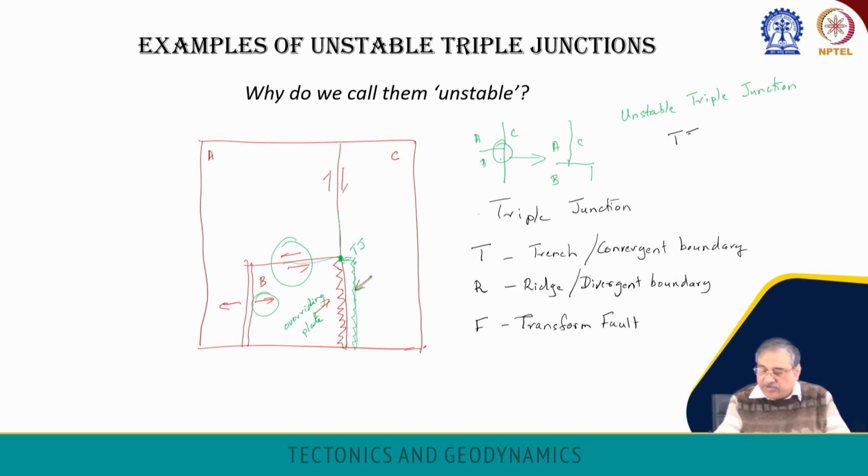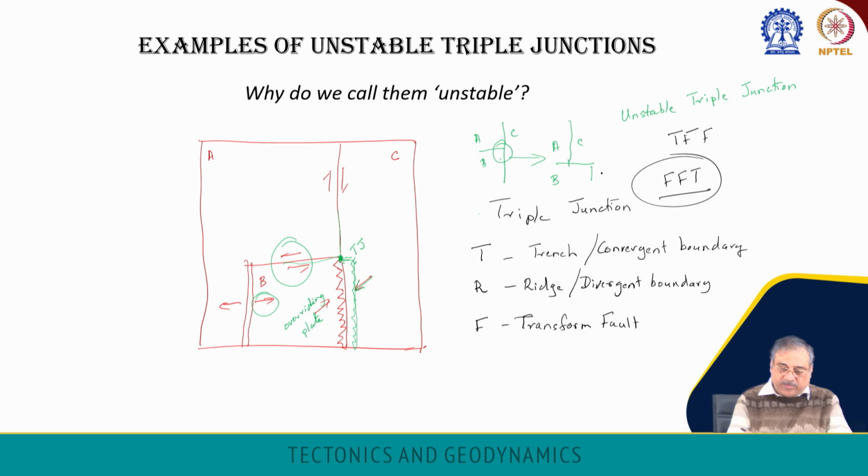So if you have a combination, for example, here you have a combination of a trench, fault, or you can call it a fault, trench. So the triple junction here is two transform faults, right? Two transform faults along with a trench. So we can call it an FFT triple junction, right? Similarly, you can have various combinations. You can have three ridges, so you can have a ridge triple junction.